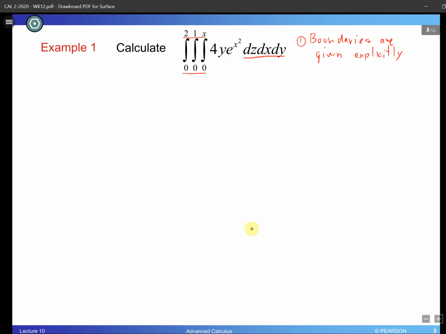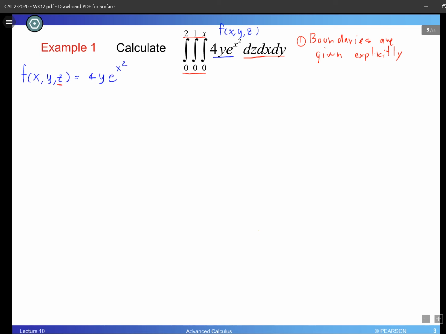So first of all, let's take a look at this 4y e to the power of x squared. This one is the multivariable function f with x, y, and z as the variables. So let's make it clear that this is the function that we are going to work on. f of x, y, z equal to 4y e to the power of x squared. Even though z is not present in the function, that is okay.